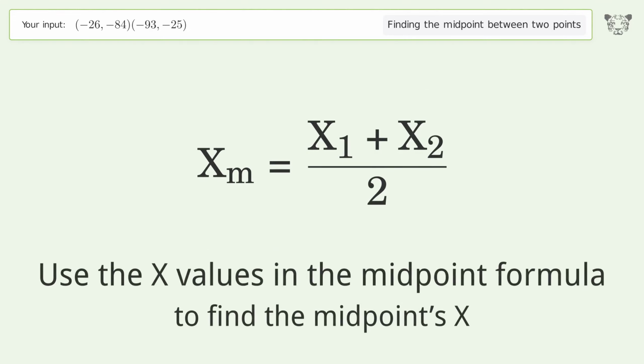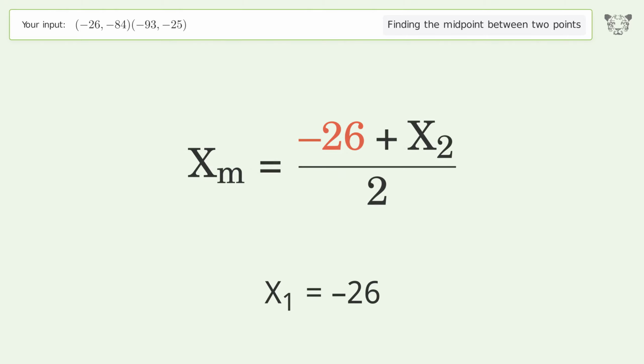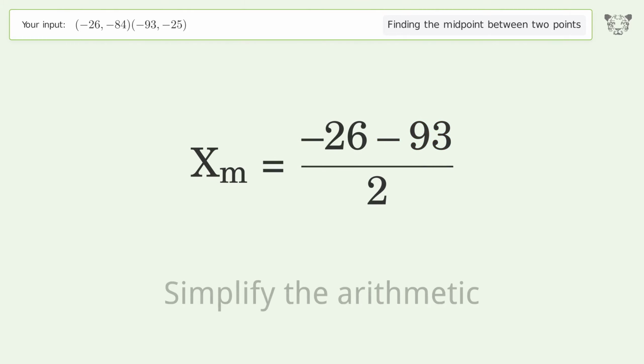Use the x values in the midpoint formula to find the midpoints x. x1 equals -26. x2 equals -93. Simplify the arithmetic.